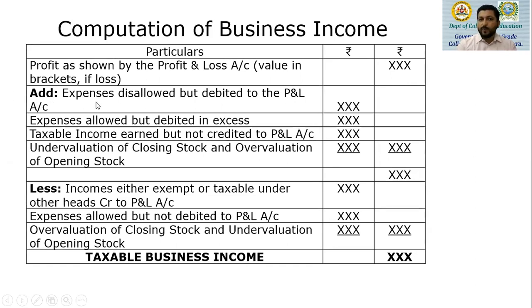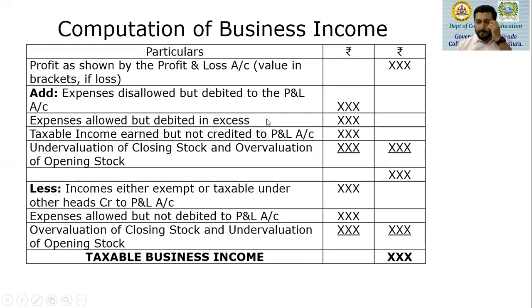To this profit, we are going to add expenses which are disallowed but debited to profit and loss account. So there are many items which are disallowed as per the income tax rule. And if such items are debited, meaning to say because of such expenses the profit has come down, then such items which are disallowed will be added back to profit. So expenses disallowed but debited to profit and loss account will be added. The second point that will be added is expenses allowed but debited in excess.